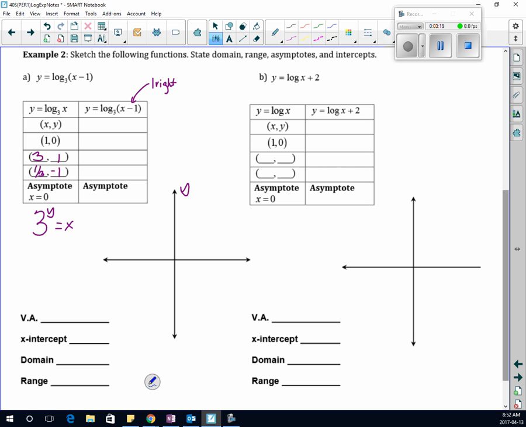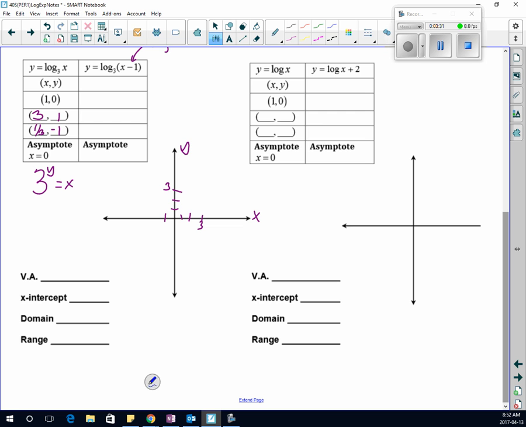So let's plot that. Again, we have to label our x and y axis. 1, 2, 3, 1, 2, 3. And I'm going to put a scale just so that I don't lose any error marks. So I'm going to plot (1, 0), (3, 1), and (1/3, -1). So it looks like that.